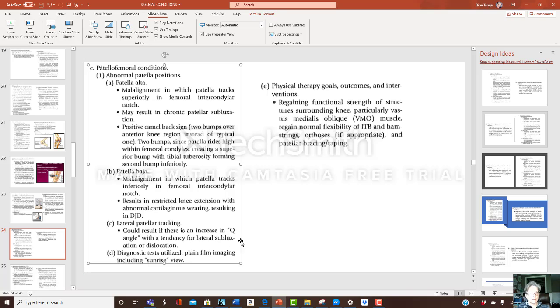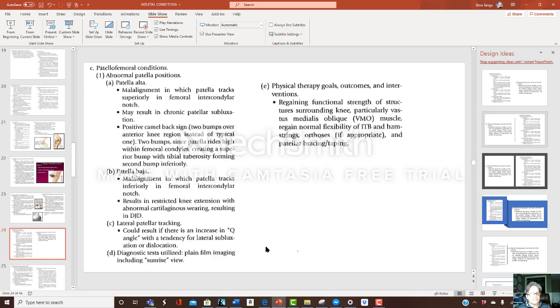Abnormal patella positions. Patella alta: malalignment in which the patella tracks superiorly in the femoral intercondylar notch and may result in chronic patellar subluxation. Positive camelback sign: two humps over the anterior knee region instead of the typical one. Two bumps, since the patella rides high within the femoral condyles, creating a superior bump with the tibial tuberosity forming the second bump inferiorly.